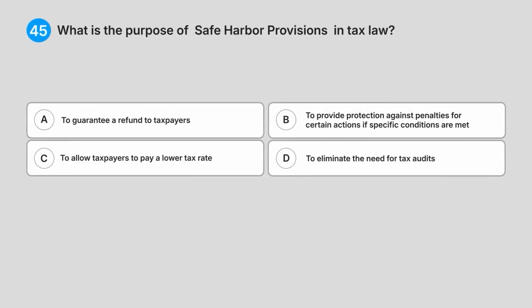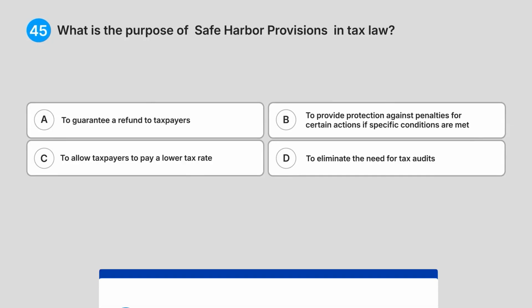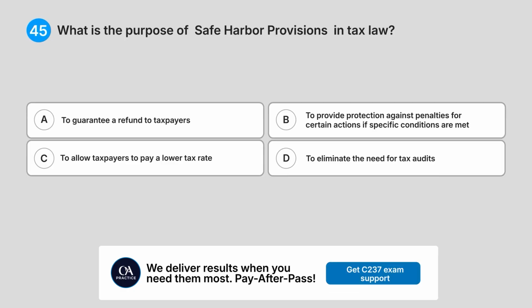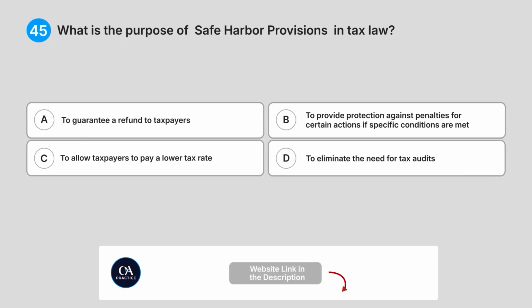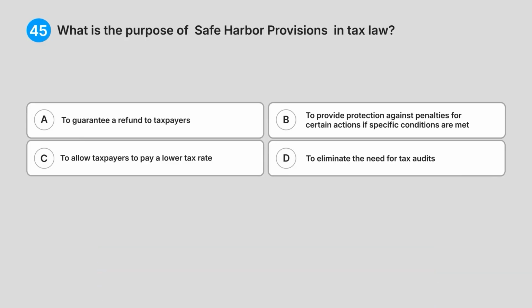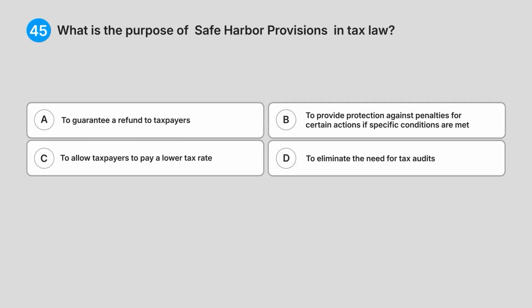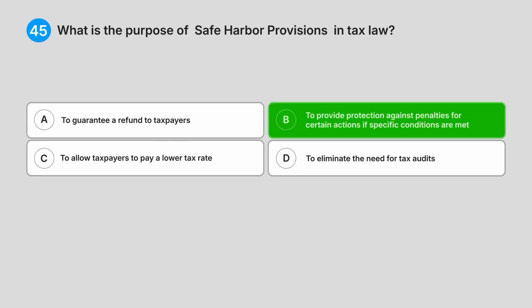45. What's the purpose of safe harbour provisions in tax law? A. To guarantee a refund to taxpayers. B. To provide protection against penalties for certain actions if specific conditions are met. C. To allow taxpayers to pay a lower tax rate. D. To eliminate the need for tax audits. What do you think is the answer? Correct answer, B. To provide protection against penalties for certain actions if specific conditions are met.